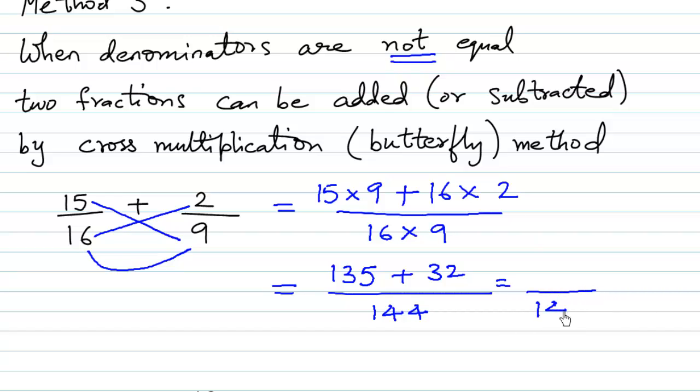So we have 144 as the denominator, and 5 plus 2 is 7, 3 plus 3 is 6, and 1 as it is. So this is the answer, 167 upon 144. And if this goes in any table, we should reduce this to the lowest term. If it does not go, this is the final answer. So we know that 144 has prime factors like 2 and 3, and 167 does not go in the table of 2 and it does not go even in the table of 3. So I believe this is the simplified form.